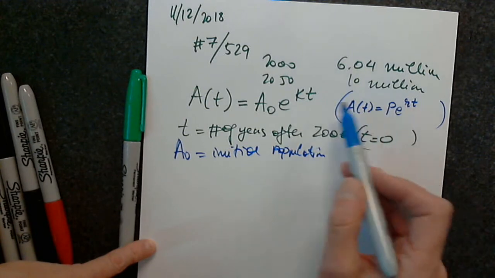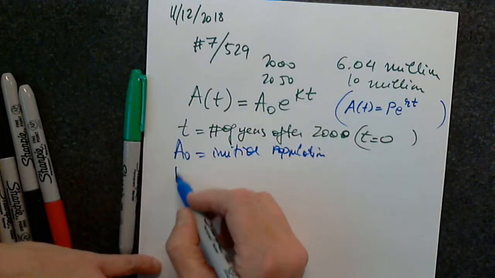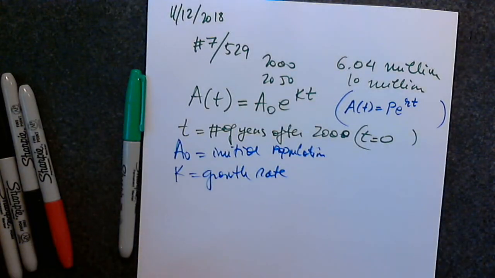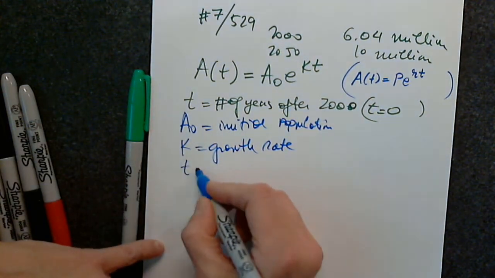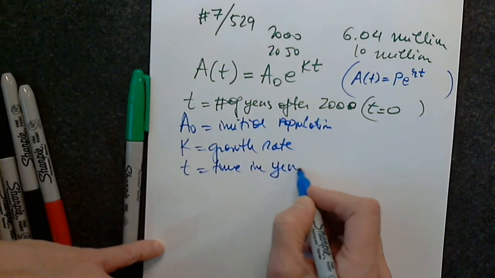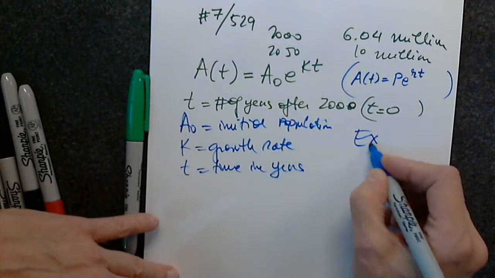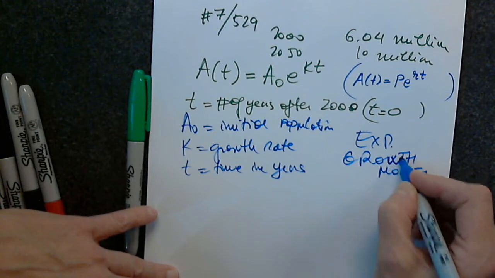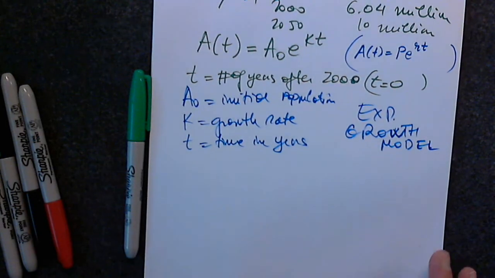K, the same thing, but this time K, although it's like an interest rate, it's the growth rate. And t has the exact same meaning. T is time in years. So this is what's called the exponential growth model. Now, if you remember, we have to discuss one more, which is the exponential decay model.